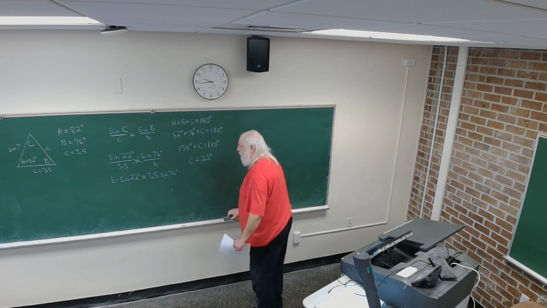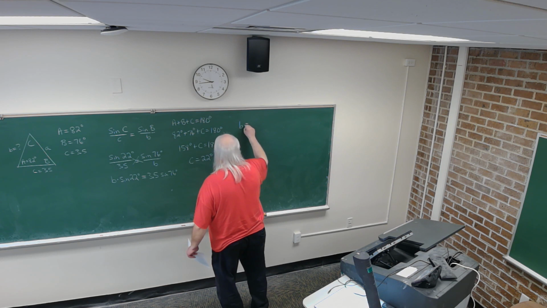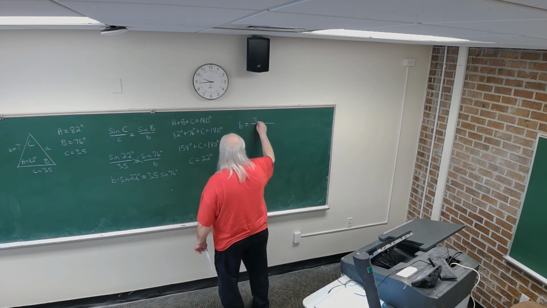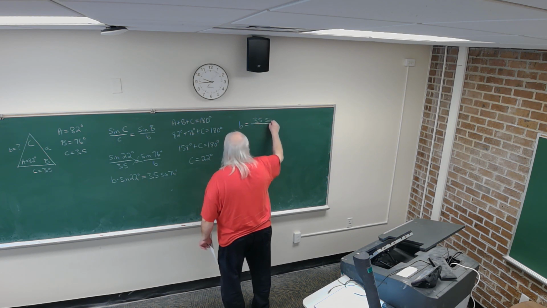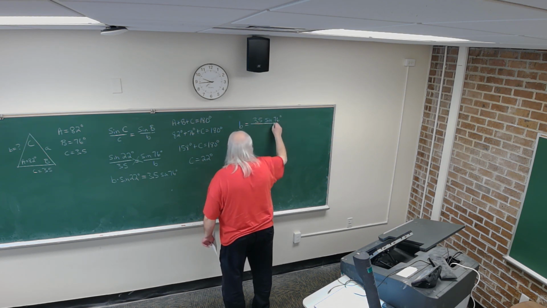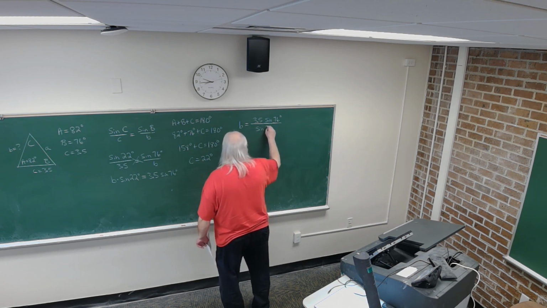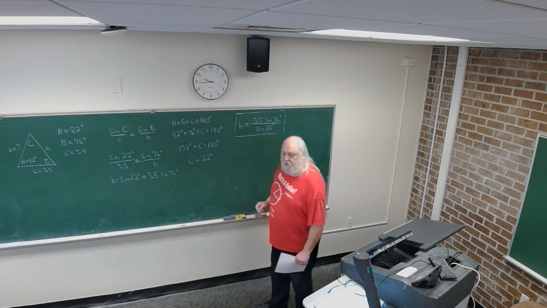And now when you divide both sides by the sine of 22 degrees, you get side B, right? The length of side B is 3.5 times the sine of 76 degrees over the sine of 22 degrees. And since you don't have a calculator, it's as far as you can go.